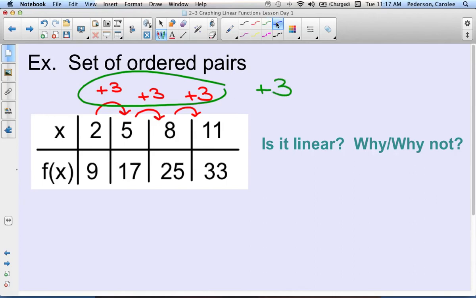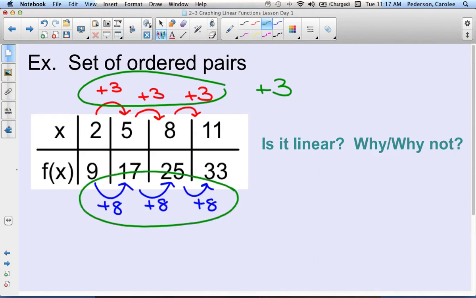Now let's go down to the f of x, or the domain we just talked about. Now this is the range. Going from 9 to 17, we are adding 8. From 17 to 25, we're adding 8. From 25 to 33, we're adding 8. Again, we have that same common rate of change of plus 8.